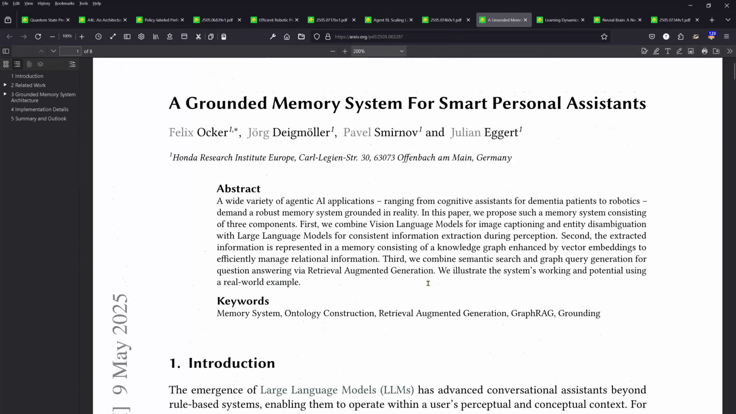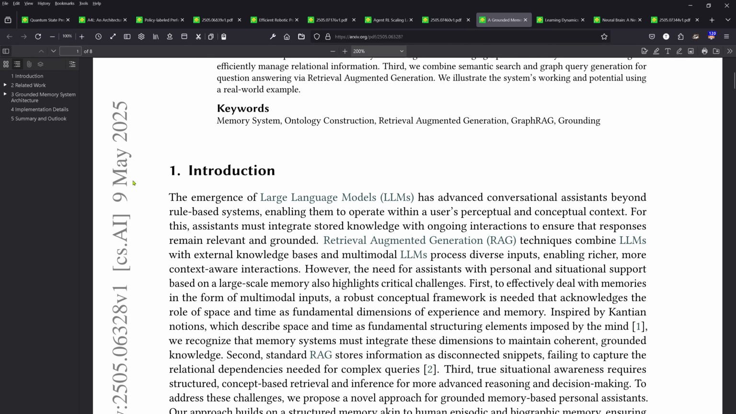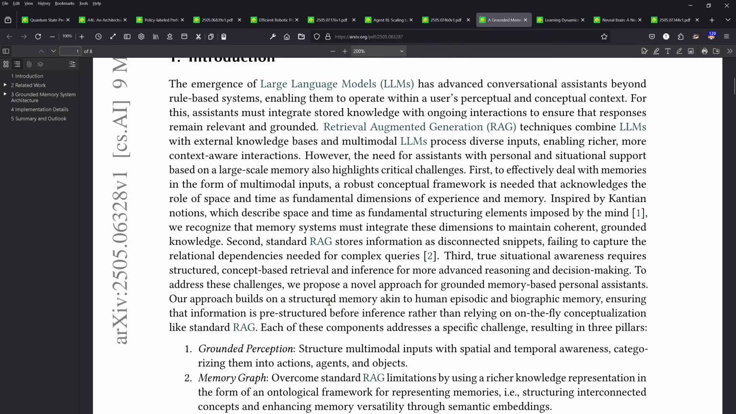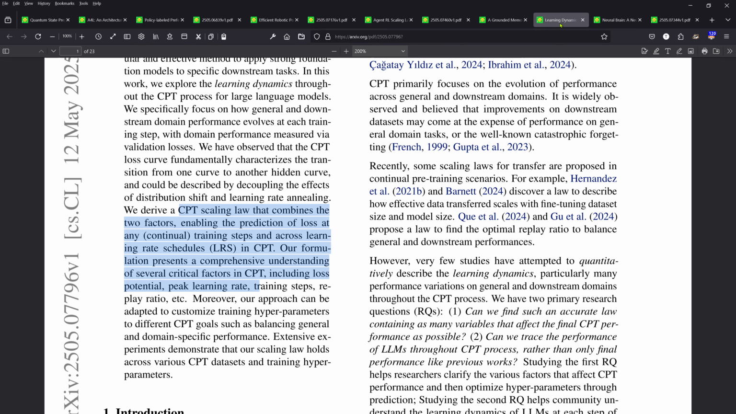Let me just check that I got it right. This is here, yes, Offenbach am Main, Germany. So the Honda Research Institute of Europe. Here we have the authors. The study is called A Grounded Memory System for Smart Personal Assistance. Great. Now, attacking how we can optimize the memory system so that it integrates with the dynamic learning of the AI system itself, so that we have a perfect fusion. Published May 9th, and here you have the archive link for this particular study, and they talk about the grounded perception, the new memory graph, and the agentic retrieval, how this all works together for an optimized memory structure.